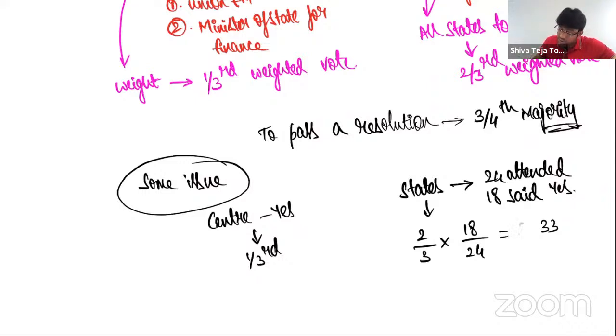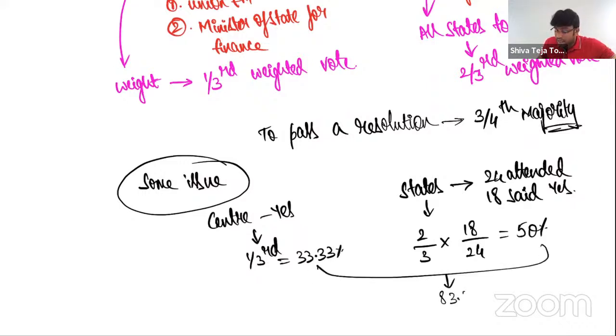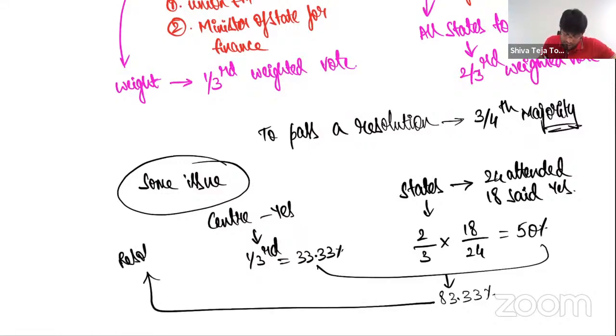No, not 33.33. This is 36/72, which is 50%. And this is 33.33%. Total together 83.33%. Resolution is passed. Because ultimately the important language is that any decision is taken, any resolution is passed, only if there is a 3/4 majority.